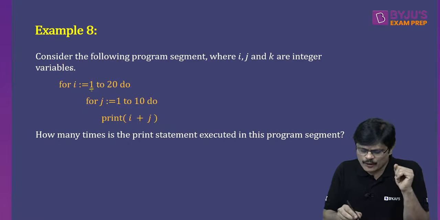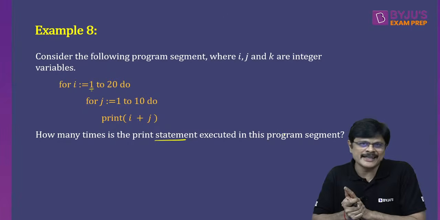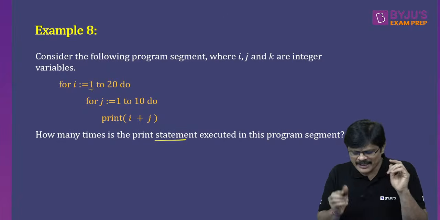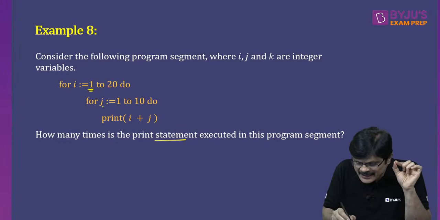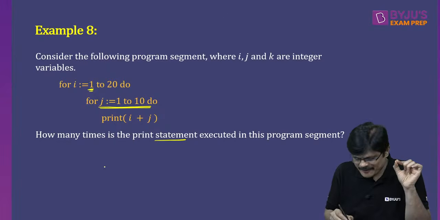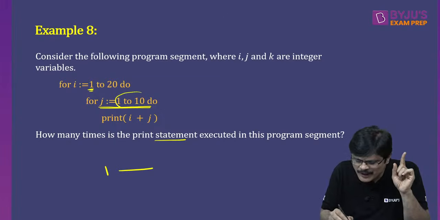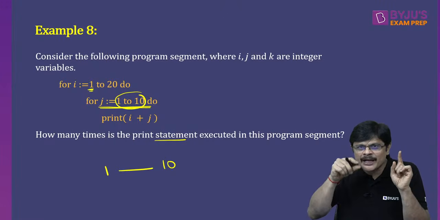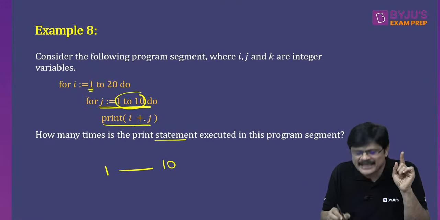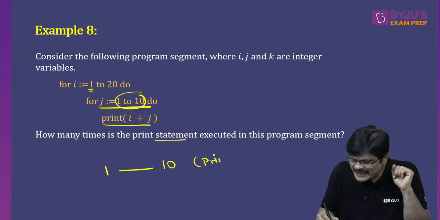Now look here. The question is, how many times is the print statement executed in this program segment? See, my dear friends, for every value of I, how many times does the inner loop vary? 1 to 10 means it varies 10 times. Correct or not? Every time the inner loop varies, we enter the loop and the print statement is executed. That is, for every value of I, the print statement is executed 10 times.